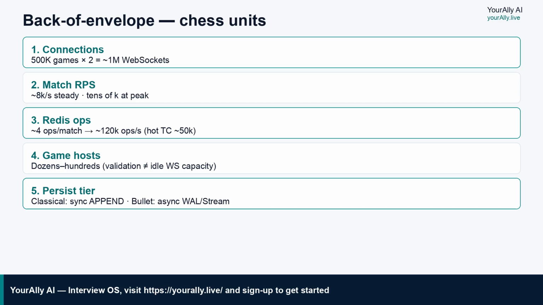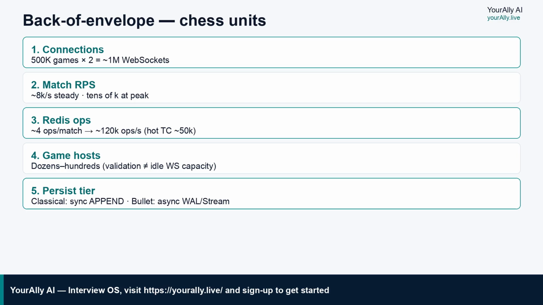Suppose we run 100 game hosts, that is 5,000 concurrent games per host at peak if perfectly balanced. Aggressive but illustrative. Each game has 2 sockets and a small hot state machine validating moves. The bottleneck is more often CPU and fair scheduling of many games than raw RAM. That intuition stops people from proposing one giant Redis of all boards as the hot path.